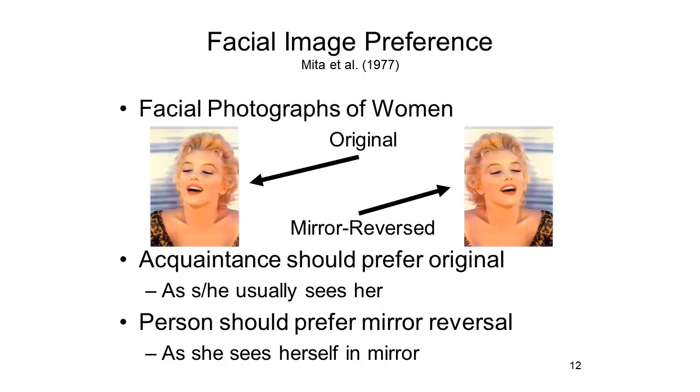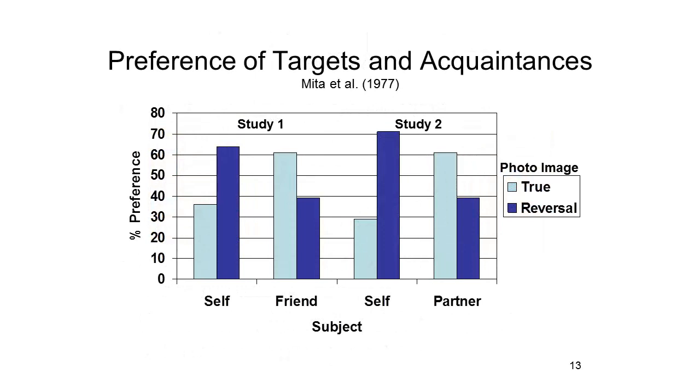The idea was that people should prefer the photograph that offers the view of the person with which they themselves were more familiar. Acquaintances should prefer the original photograph because that's the way the person appears to them. But the subjects of the photographs themselves should prefer the mirror reversed images because that's the way they appear to themselves in a mirror. And that's exactly what Mita and his colleagues found. Friends and romantic partners preferred the true photographs, but people themselves preferred the mirror reversed photographs. People prefer photographs that represent the view they've encountered most frequently. This is the mere exposure effect on attractiveness, and it's a purely situational effect.